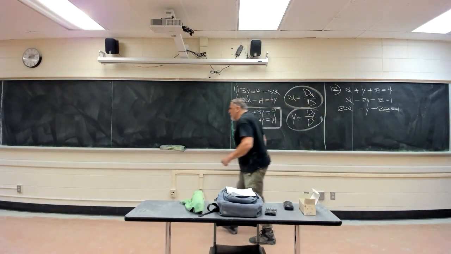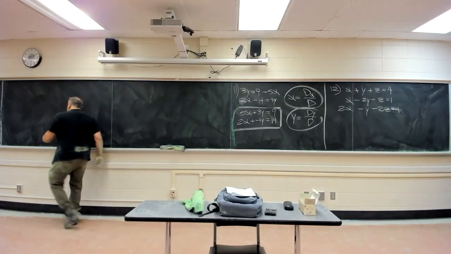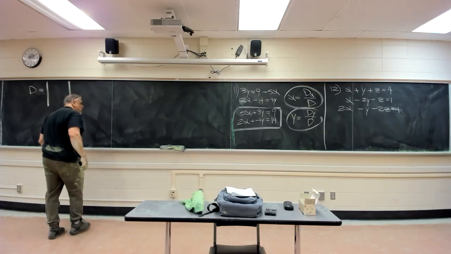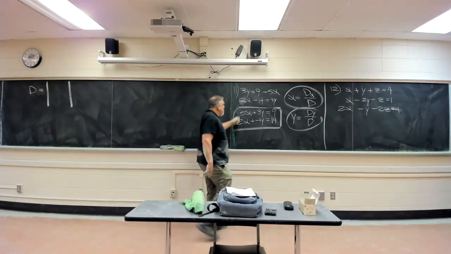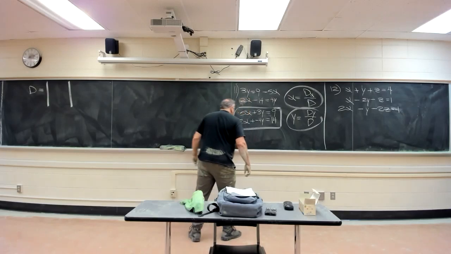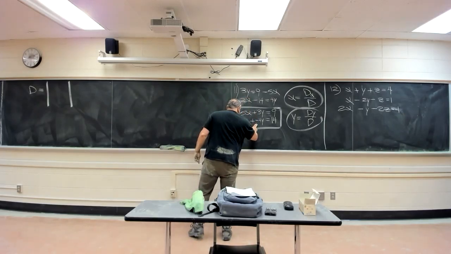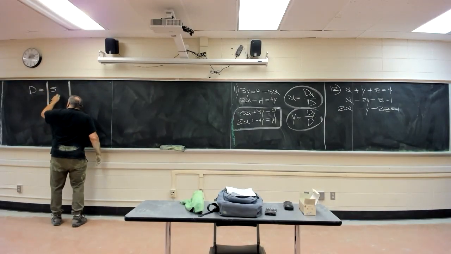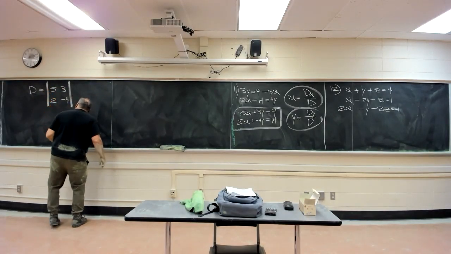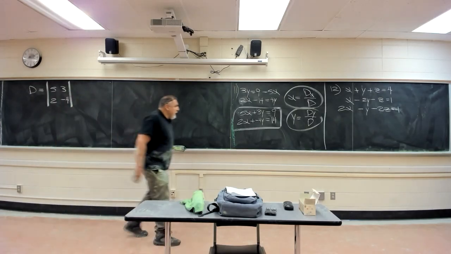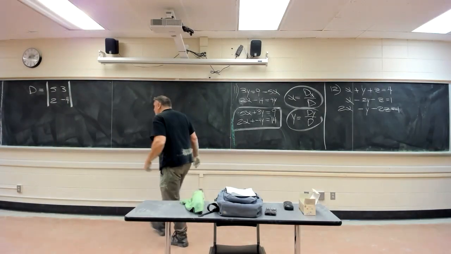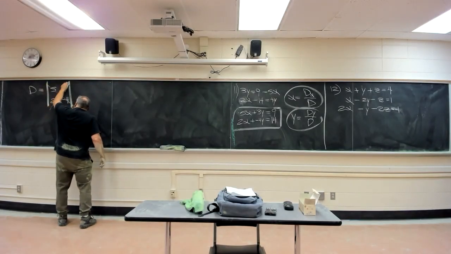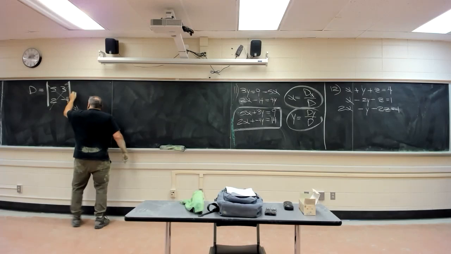The D that we're talking about, the major determinant: you're going to take the coefficients in the x column, 5 and 2, and the coefficients in the y column, 3 and negative 4. And that's D. That's what the D is. How do you do it? You multiply here, and you call it plus. You multiply here and you subtract it from what you got here.